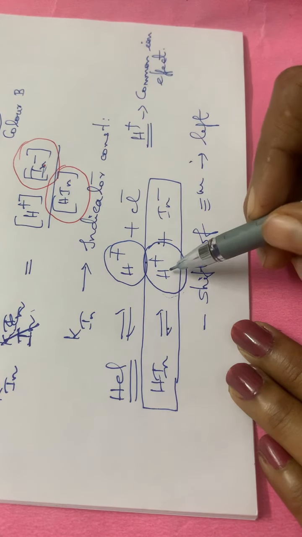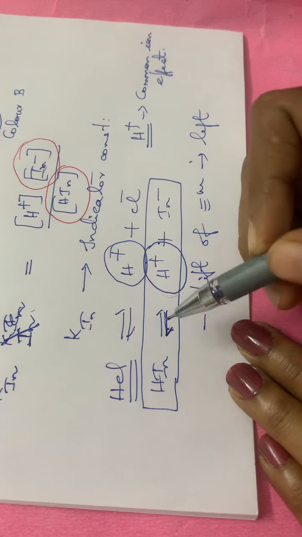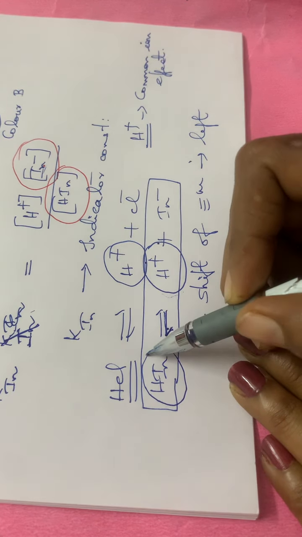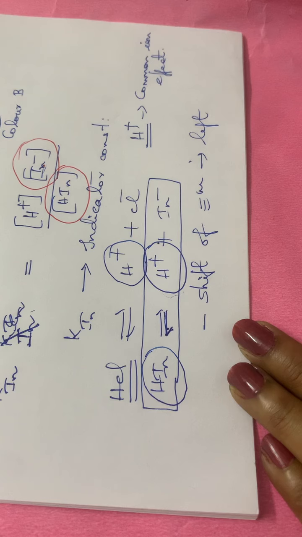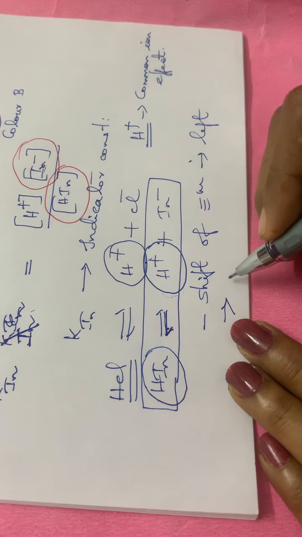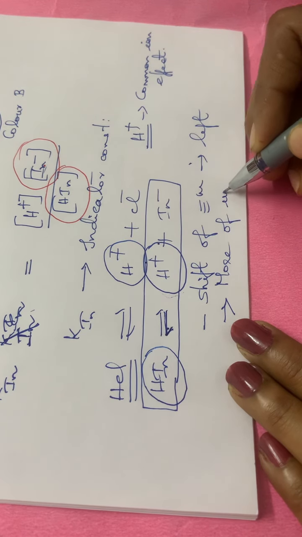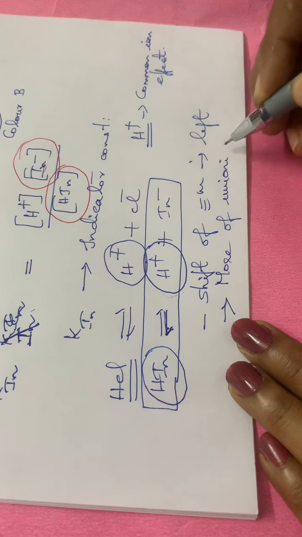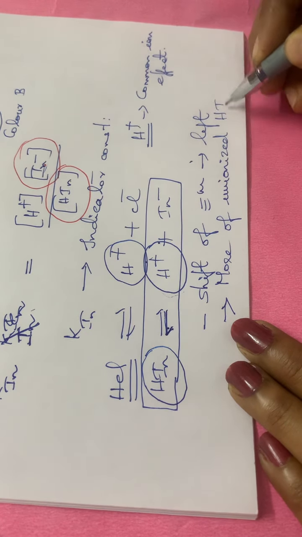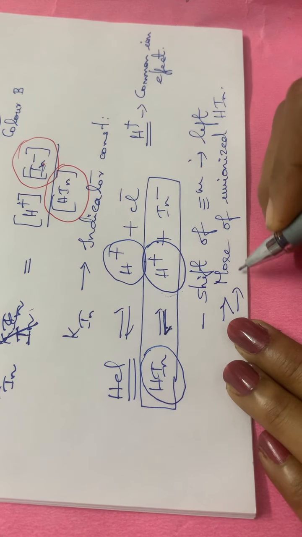The equilibrium shifting towards the left means this arrow you have to consider. That means more of the unionized HIn molecules will be present, or the ionization will be suppressed.